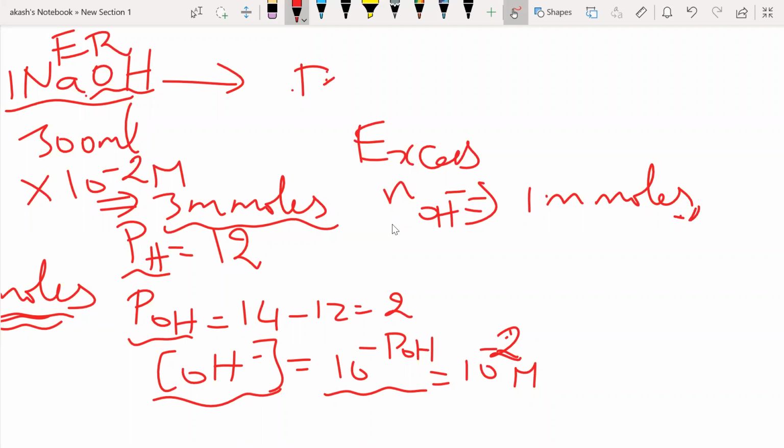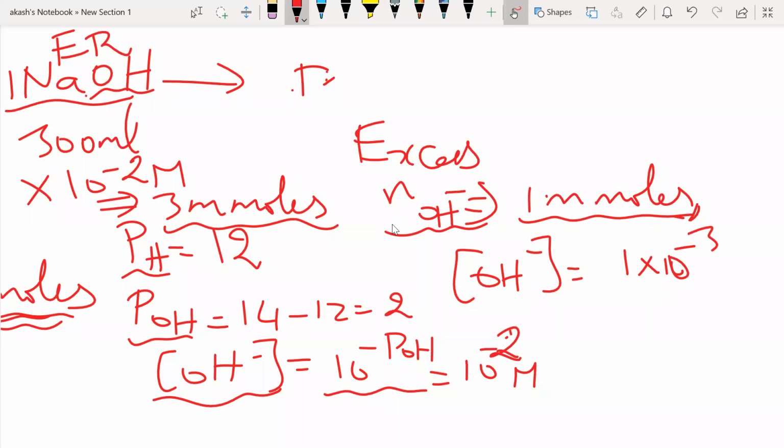Now I have to calculate the pH of the solution. The pH is going to be only because of this, because other things got neutralized. So now I know the number of moles. I have to calculate the concentration first. So that will be 1 into 10 to the power minus 3, and this 10 to the power minus 3 is coming from number of moles by volume.